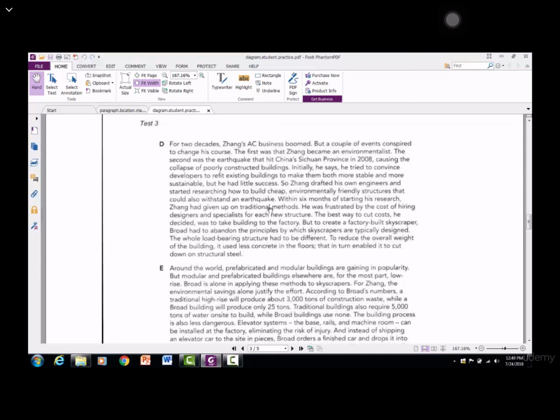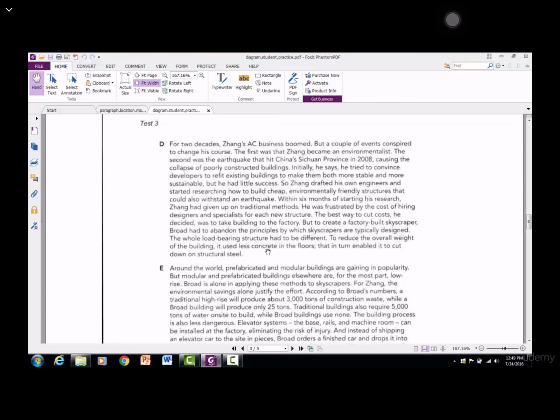Here we go. All right, it's in this last sentence right here. To reduce. To reduce means to make less, and here we have the word building right here. To reduce the overall weight of the building, it had to use less concrete. We have actually the exact word less right here, less concrete. So the answer would be concrete, C-O-N-C-R-E-T-E. To reduce the overall weight of the building and use less concrete.